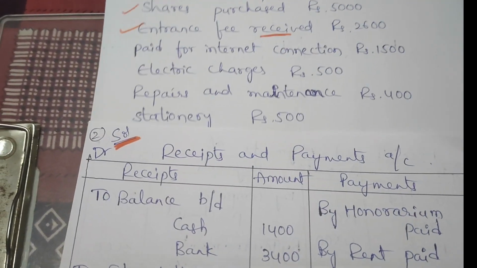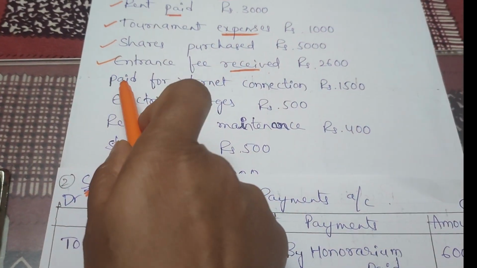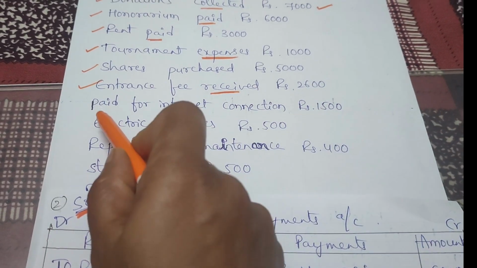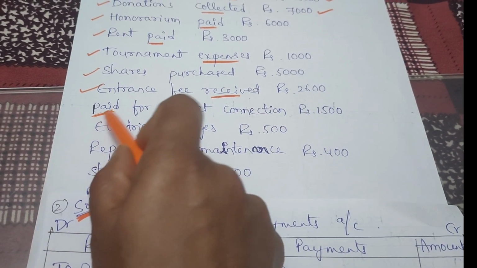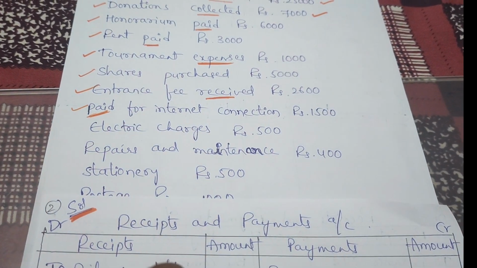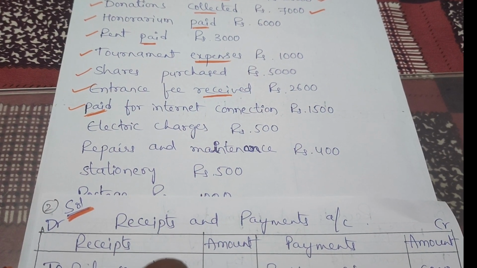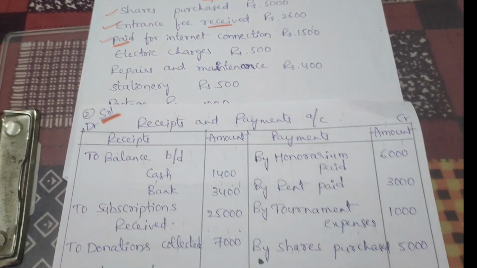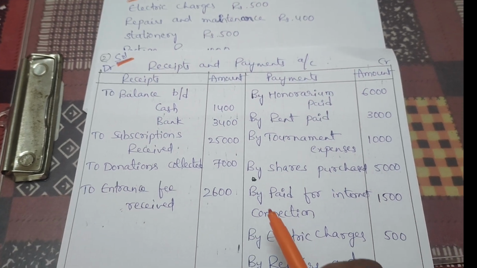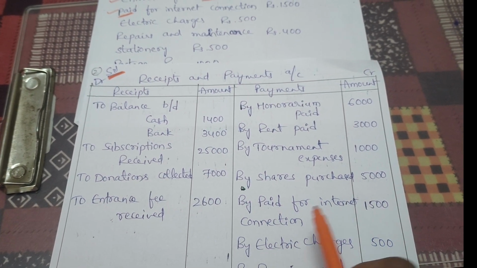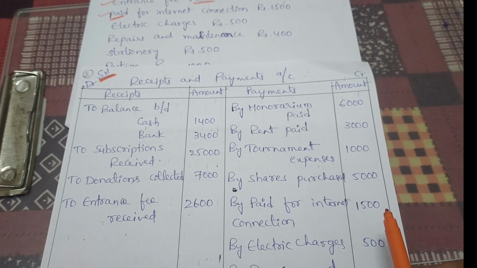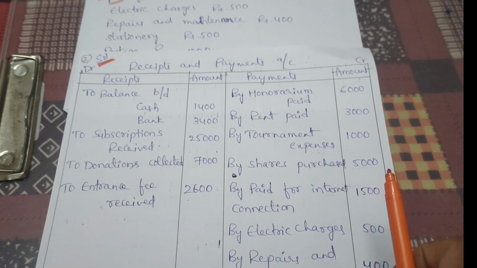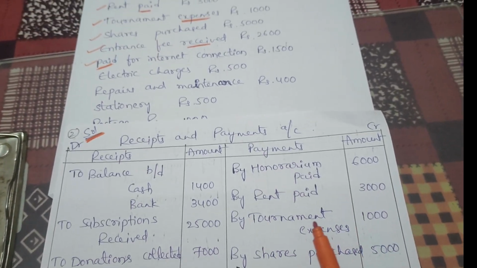Next one is paid for internet connection, rupees 1,500. So paid. By looking into this word, we can decide that it is a payment and we should record under payments. Let us see. Credit side, by paid for internet connection 1,500. This is a payment, that is why we recorded on credit side. Okay. Let us move to next item.